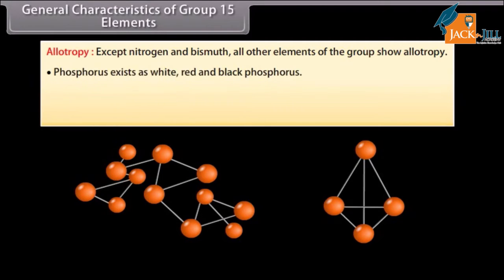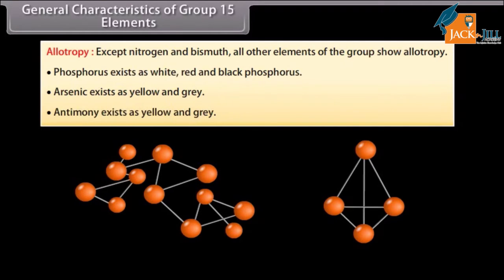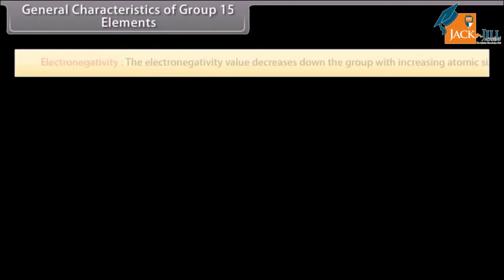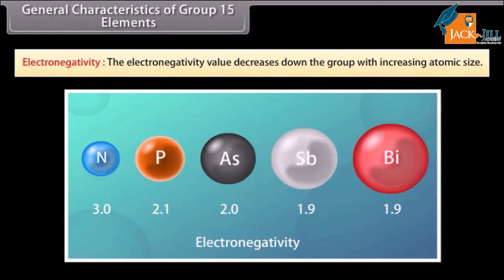Phosphorus exists as white, red, and black phosphorus. Arsenic exists as yellow and grey. Antimony exists as yellow and grey. Electronegativity. The electronegativity value decreases down the group with increasing atomic size.